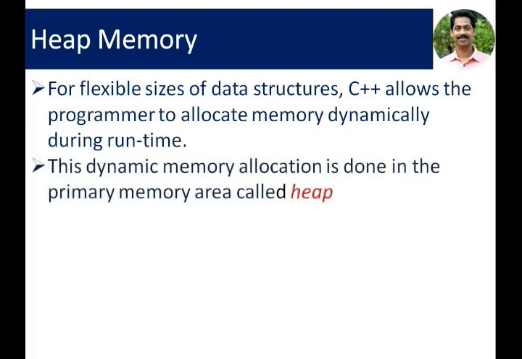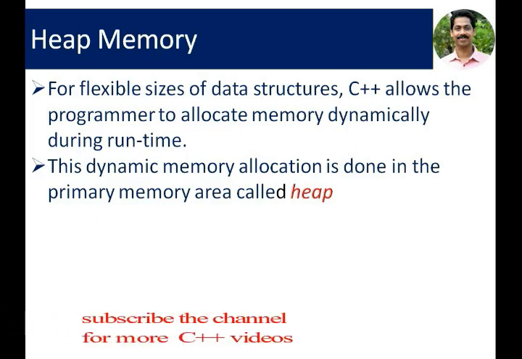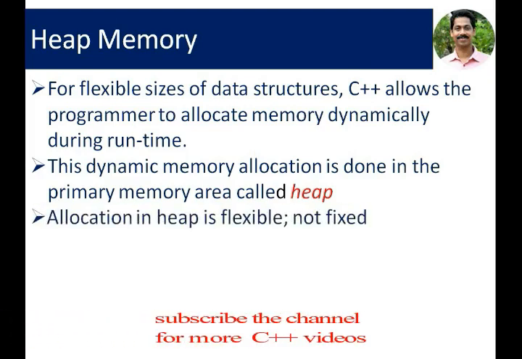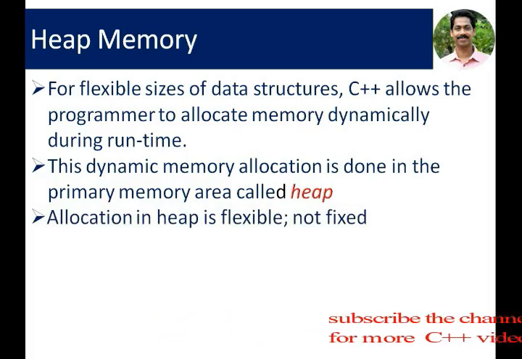Variable size arrays, variable size structures, data structures, etc. can be implemented only by using this kind of dynamic memory allocation. And all dynamic memory allocation is done in the primary memory itself, but that area is called heap. Allocation in heap is not fixed, it is flexible. That means we can change the size as per the programmer's requirement. It is not fixed, it can be flexible.